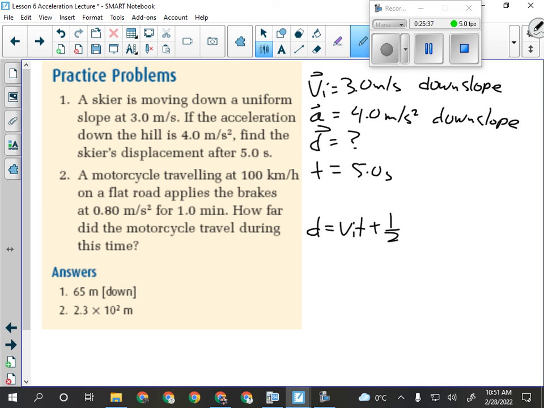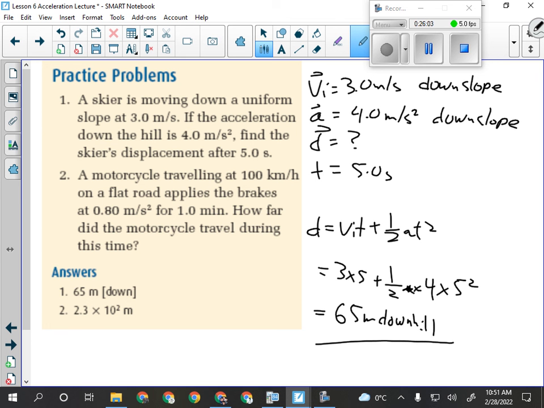VI times t plus 1/2 AT squared is the only formula that has all that in it. So we would have 3 times 5 plus 1/2 times 4 times 5 squared. And so we should get 65 meters downhill. And this time they have the right vector on their answer. Actually they don't, because they say down, which we said is not the same as downhill. These people are accelerating through the hill, not down the hill. Down is vertical, down the hill is angled.